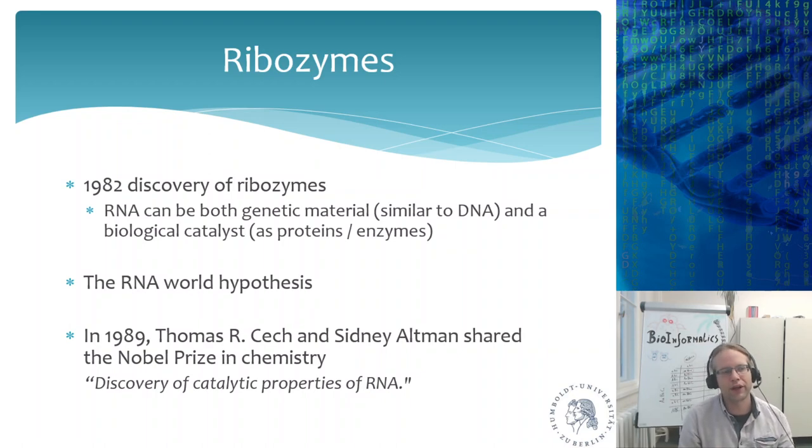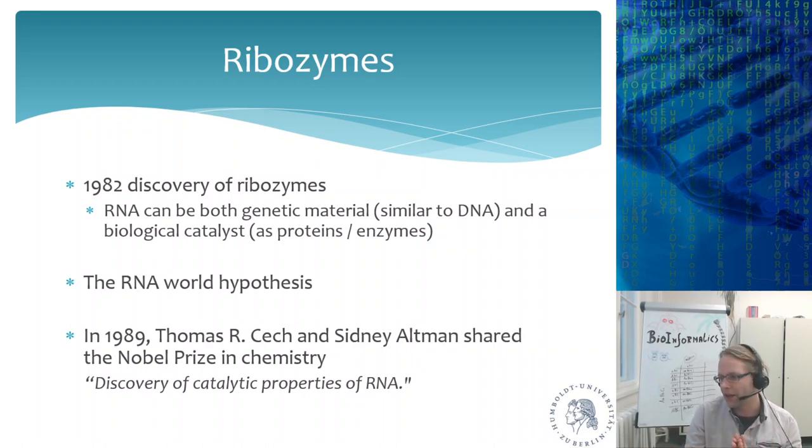The discovery of ribozymes was made in 1982. So RNA can be both genetic material similar to DNA, for example for viruses, and a biological catalyst, such as proteins and enzymes. And around the same time, the RNA world hypothesis came around. This is the hypothesis that before life on Earth started, there was no DNA and no proteins, there was only RNA, because you have RNAs which can facilitate the reproduction of themselves. The RNA world hypothesis states that before proteins and DNA were invented, there was a whole world which was alive, and this world just consisted of RNA molecules copying themselves, having biochemical activity and modifying themselves.